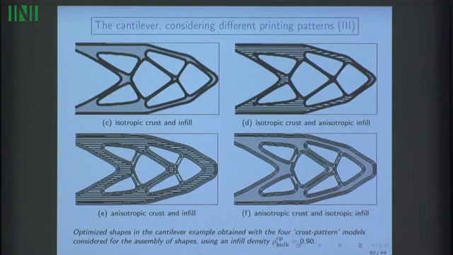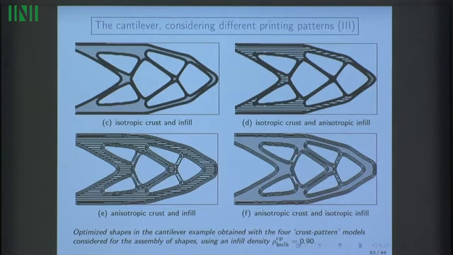So this is what we obtain when we consider the crust pattern infill model with either isotropic properties in the crust and the infill but different, or isotropic properties in the crust and anisotropic in the bulk, which are horizontal rasters, anisotropic crust, anisotropic infill, and anisotropic crust, isotropic infill. And what you can see is that there is this interesting behavior that when the crust is anisotropic, meaning that it has a strong resistance to traction in the tangential direction, then the cantilever tends to have this rounded shape around the application point of the force, just to withstand the application of the force and to benefit from the fact that the shape is stiffer in the tangential direction than in the normal direction in this part here.